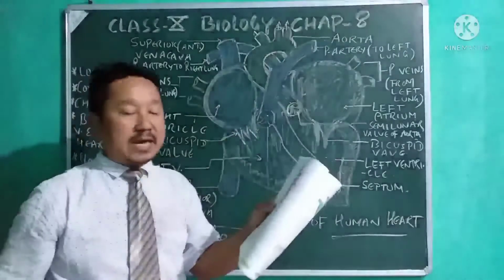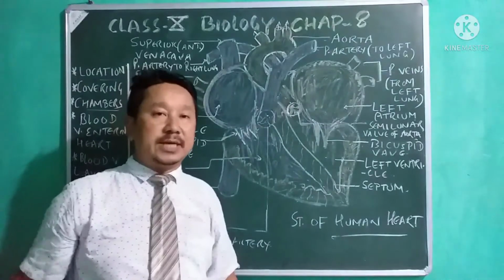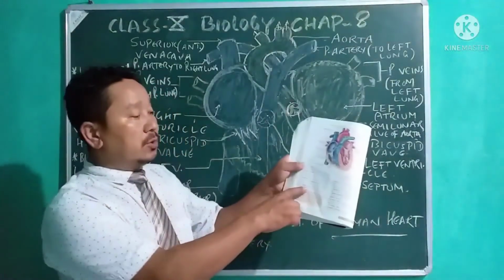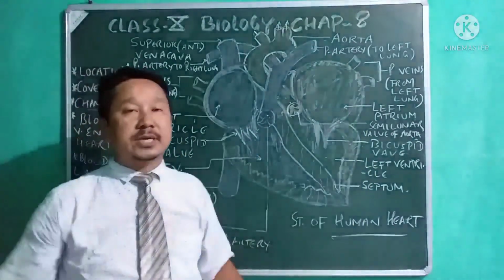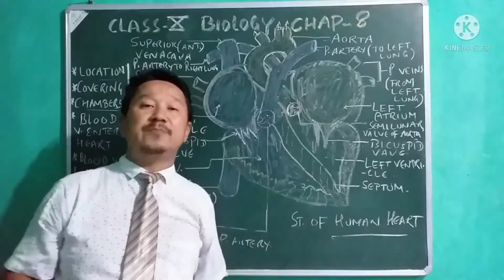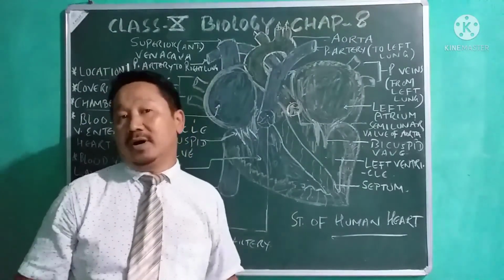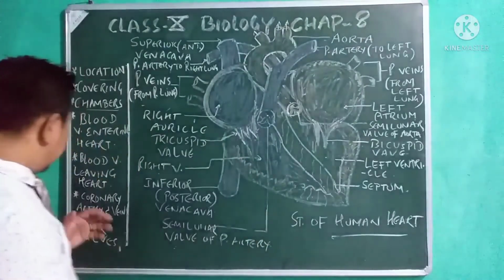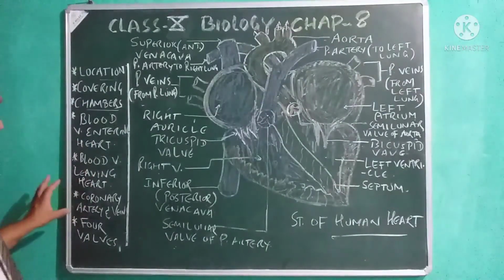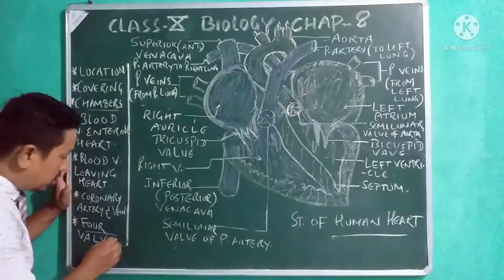Sometimes there will also be an acute pain in the chest, which is called angina pectoris. This happens when there is insufficient supply of blood to the muscles of the heart. So these are the different parts of the blood vessels I've told you just now. Then 4 valves.